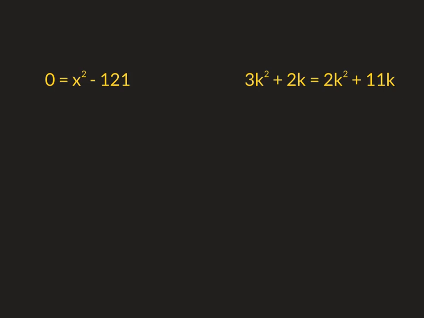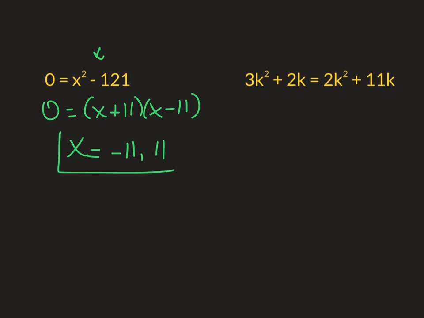All right, a couple more here. Don't forget all your factoring methods. This looks like a difference of squares. I already have one side equal to 0, which is pretty nice. So I'm going to just say x plus 11, x minus 11, because 11 is the square root of 121. So my two solutions are negative 11 and positive 11, because that's what makes each factor equal 0. All there is to this.